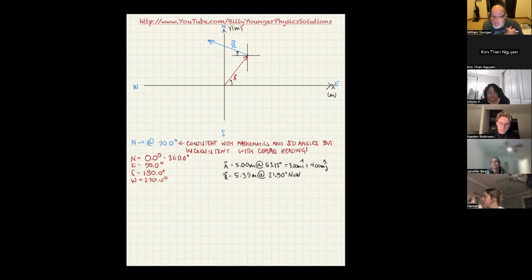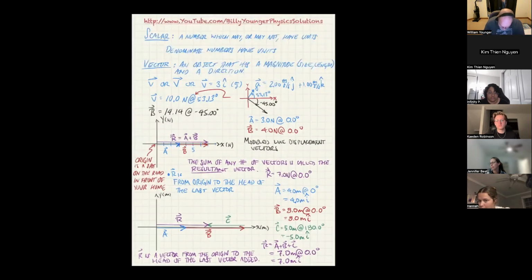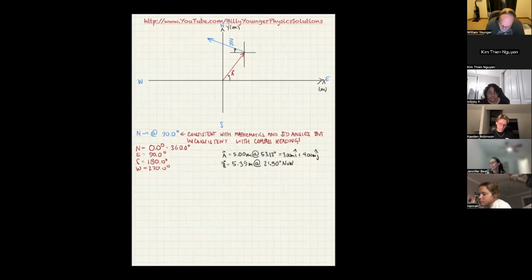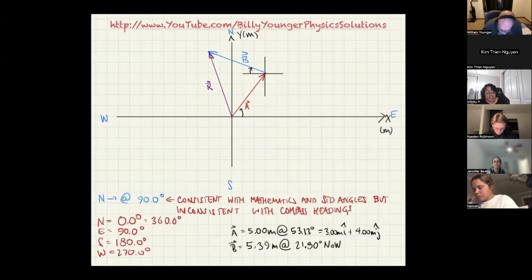So if I wanted to add those two vectors, our rule was the resultant is a vector from the origin to the head of the last vector added. So what that means is I'm going to make a resultant vector, which is purple, and I'm going to draw it from the origin to that point right there. And yes, I was cheating using my iPad software. Now I'm going to zoom in on this so I can put the head of the vector. And this is R. Okay.